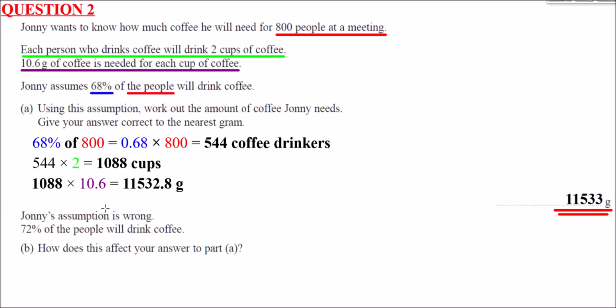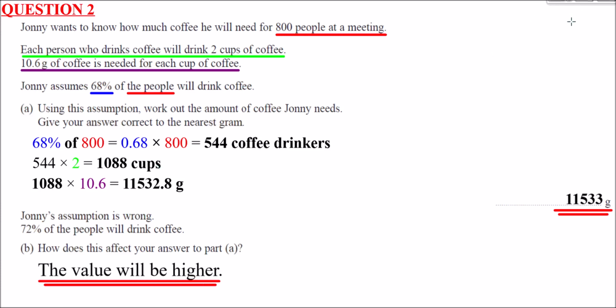Part B, Johnny's assumption is wrong. In actual fact, 72% of people will drink coffee. How does this affect your answer to part A? Well, he thought 68% of people drank it. 72% is higher, so that means more people will be drinking coffee, therefore more coffee will be needed. So in other words, this answer to part A would actually increase in truth, because he's going to need more coffee. So to put it simply, the value will be higher.